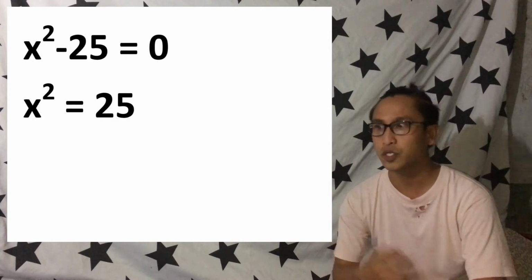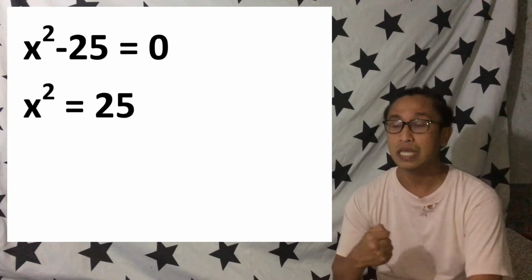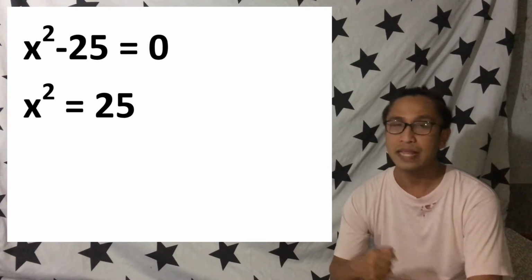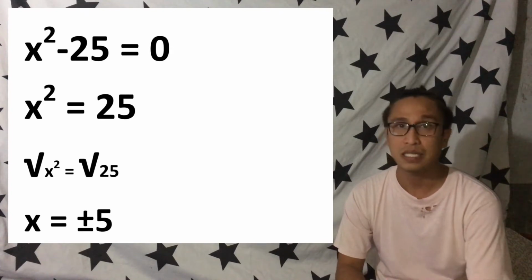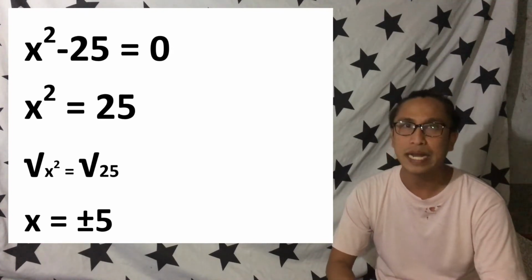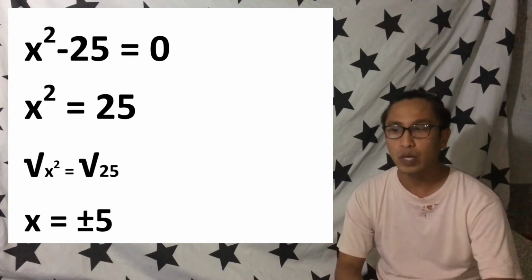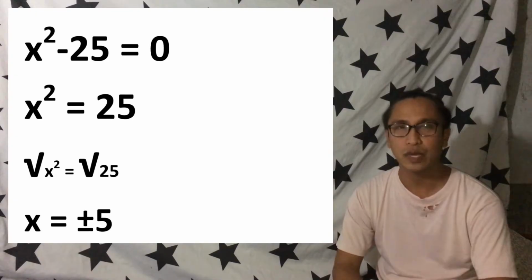So from this equation, there will be no problem extracting the square root immediately. And that is x is equal to positive and negative 5. We need to include the negative root because we will be using this when graphing a quadratic equation.